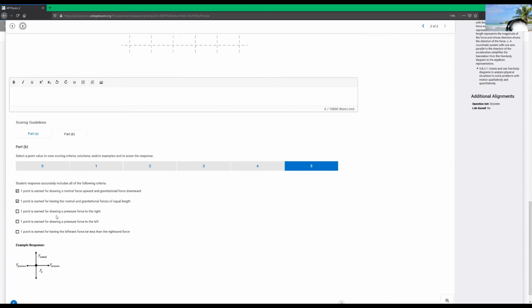One point is earned for drawing a pressure force to the right, which I don't know. Let me know, would you guys give me that? Do you think we should get this point here, because I didn't label it pressure? I just called it the force from the water. So let me know.